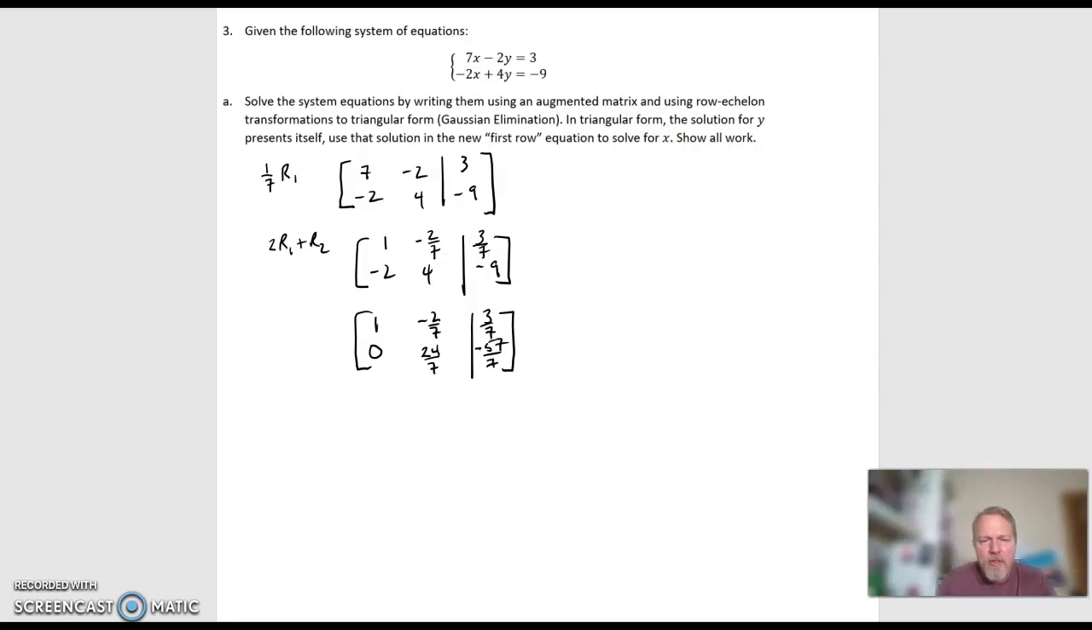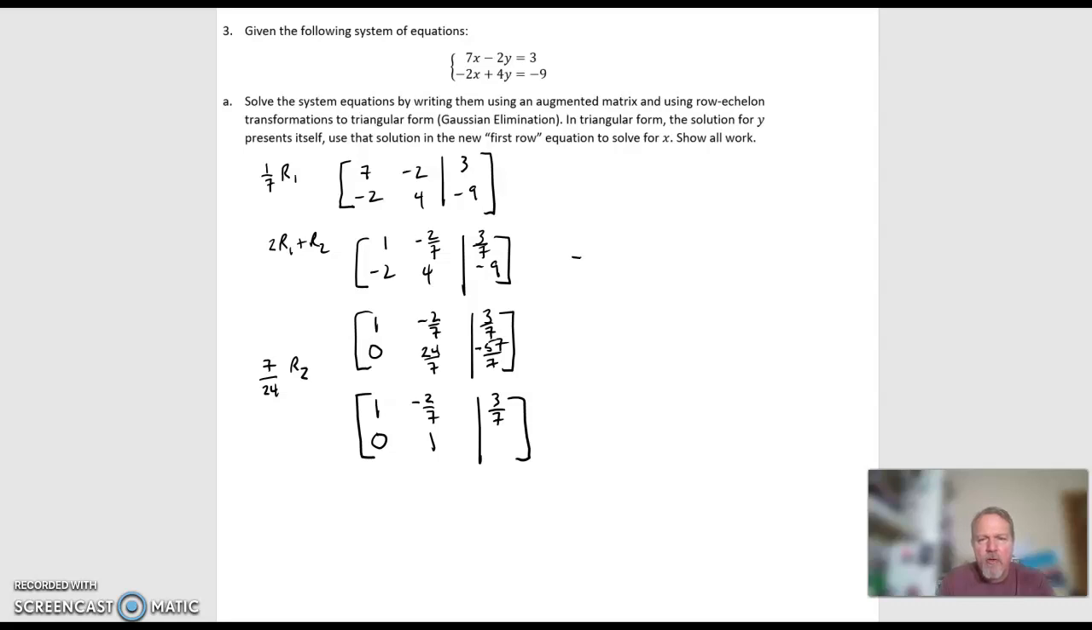Finally, I want to turn this 24/7 into a 1. I make 1s by multiplying or dividing through a single row, everything. So I'm going to multiply by 7/24, the reciprocal of 24/7, times row 2. Row 1 doesn't change. I'm only changing row 2 this final time. Row 1 stays 1, -2/7, 3/7. Row 2: 7/24 times 0 is still 0. 7/24 times 24/7 is 1. That's the one we were looking for. And 7/24 times the -57/7: the 7s reduce to 1.